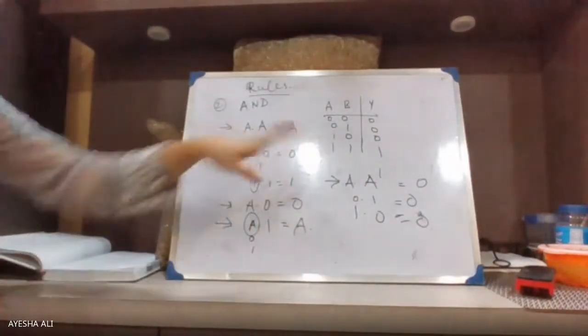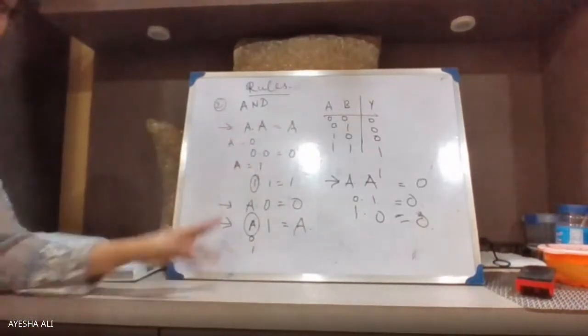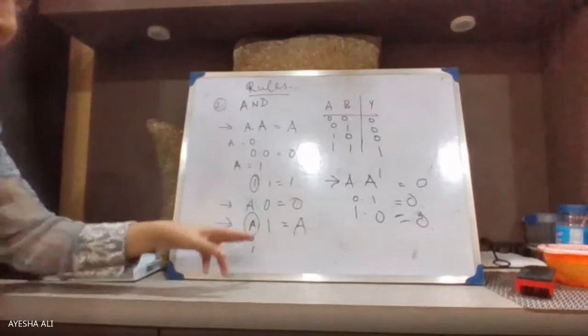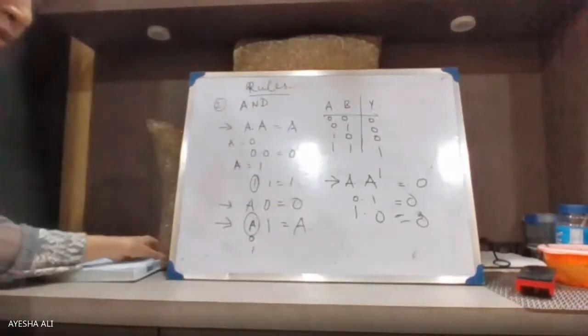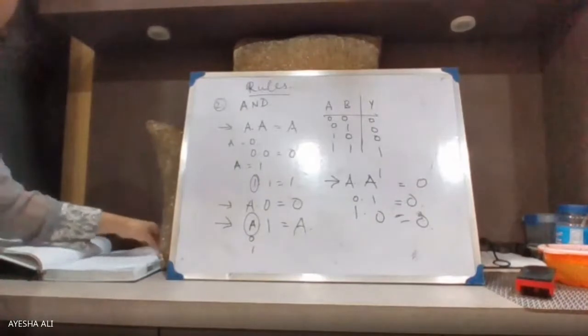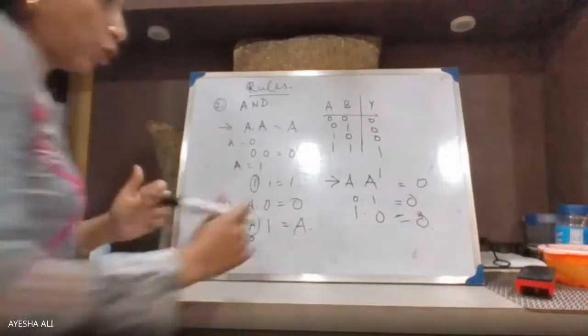These four things you have to keep in mind: A dot A is A, A dot 0 gives 0, A dot 1 gives A, and A dot A complement gives 0. Clear to everyone? Yes, ma'am. Let's do the same thing for OR.